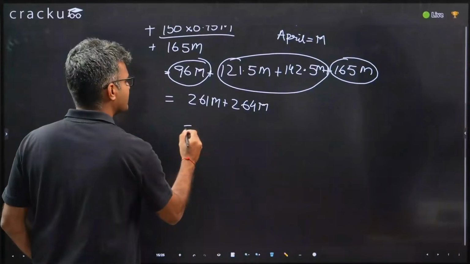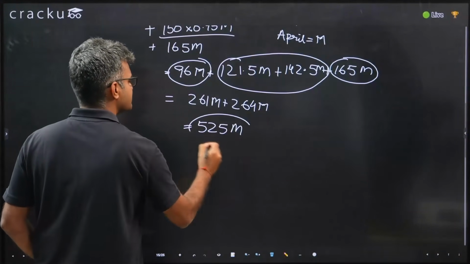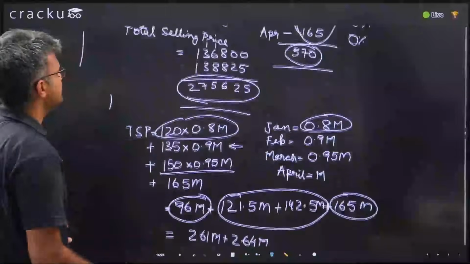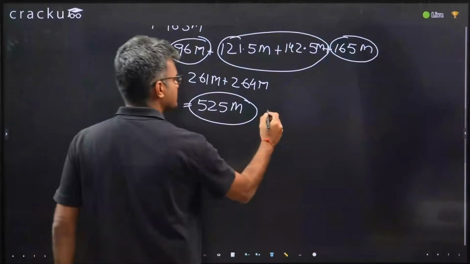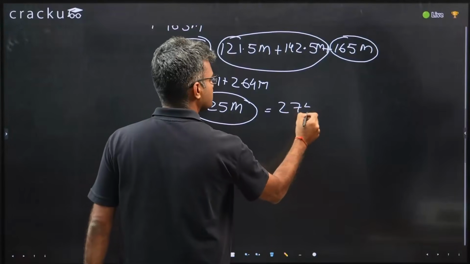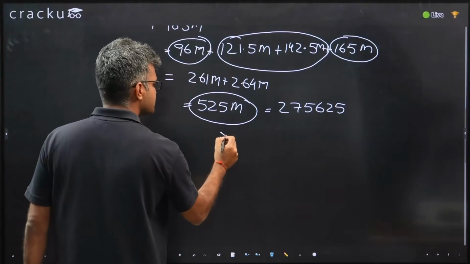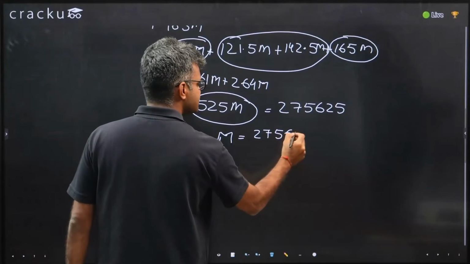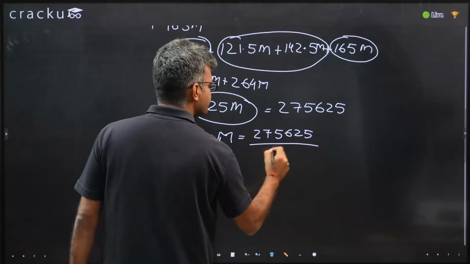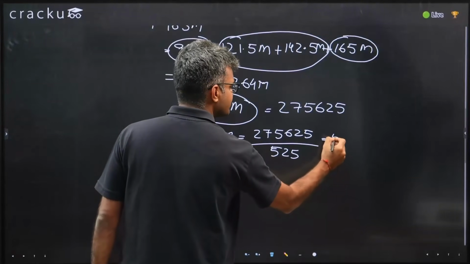This will come to equal 525M. This is the total selling price. This is equaling 2,75,625. So the marked price is 2,75,625 divided by 525, which will actually equal 525.